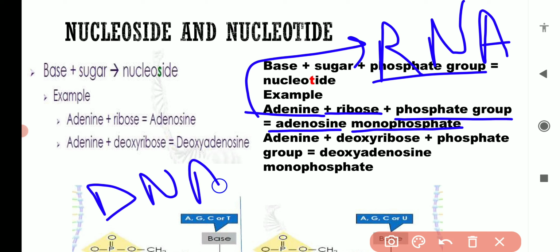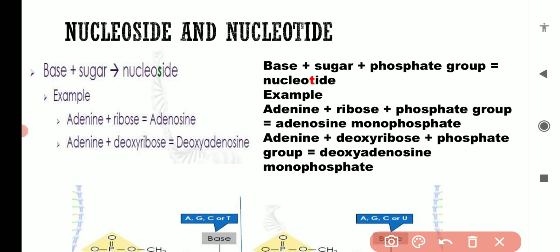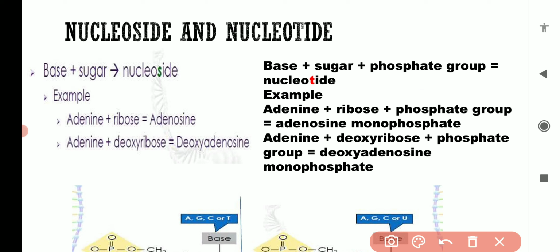And the nucleotide name in DNA, how will we give the name? We know that adenine is present as the nitrogenous base, then deoxyribose sugar is present, then a phosphate group is present, then it will be given the name deoxyadenosine monophosphate. Okay, so this is the naming. This is in case of RNA and this is in case of DNA. And this is the common structure of a nucleotide. And this is the common structure of a nucleoside.